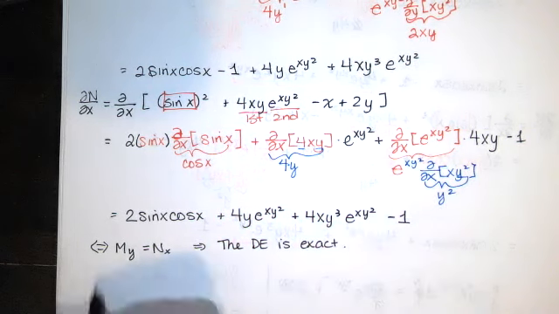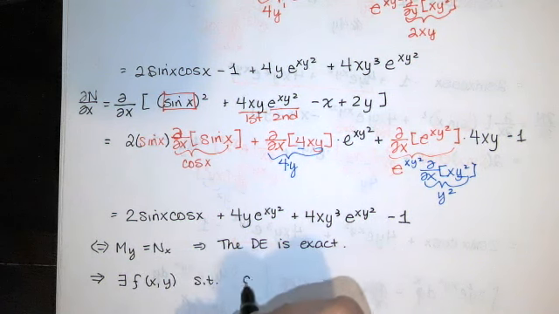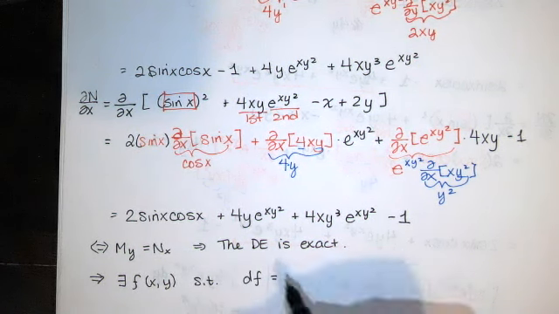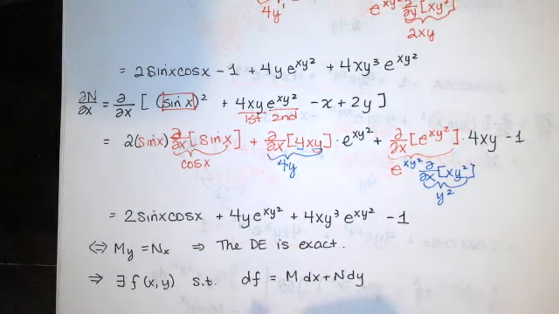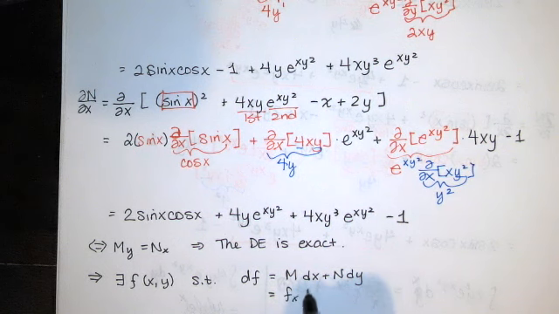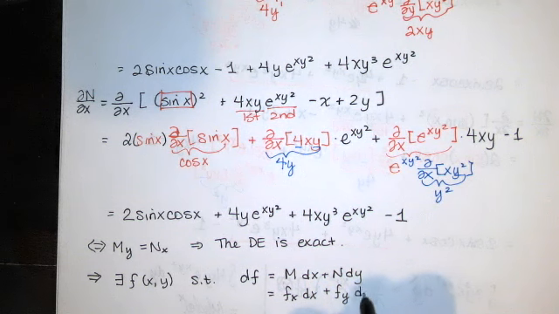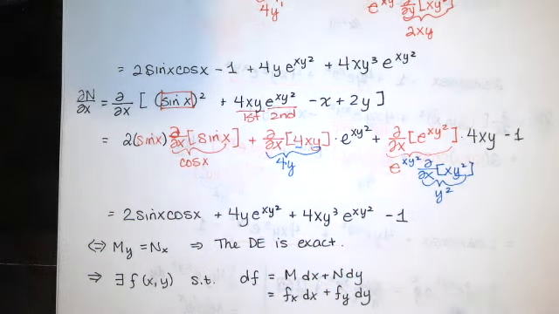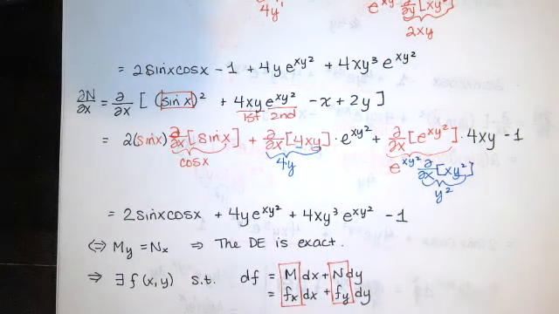And if the differential equation is exact, that means there exists some function f that depends on two variables, x and y, such that the exact differential of f, or the total differential of f, is equal to the left-hand side of that differential equation. That's m dx plus n dy. Well, by definition, that's the partial derivative of f with respect to x times dx plus the partial derivative of f with respect to y times dy. The only way that these two are equal is if the partial of f with respect to x is equal to m and the partial of f with respect to y is equal to n.